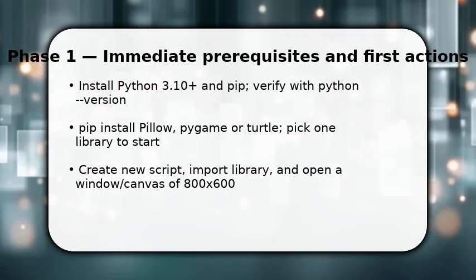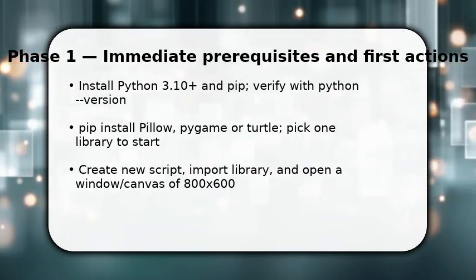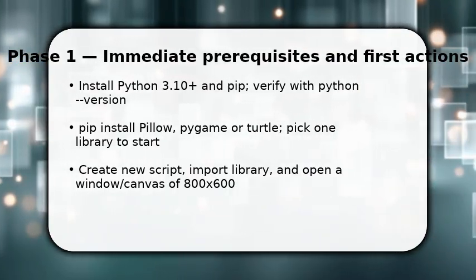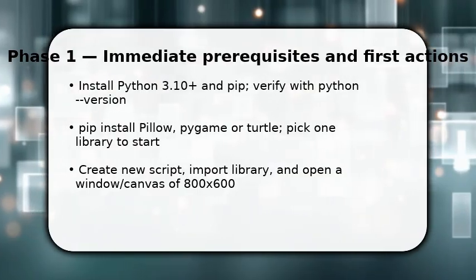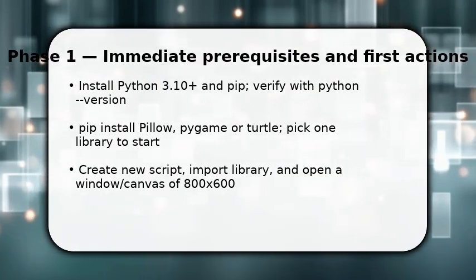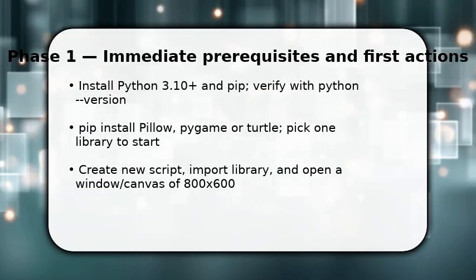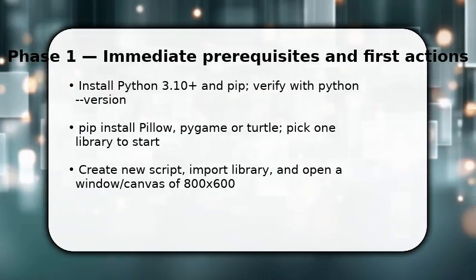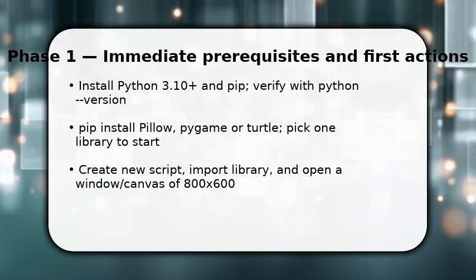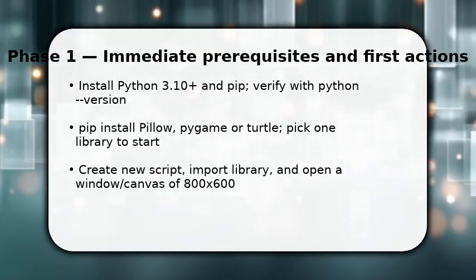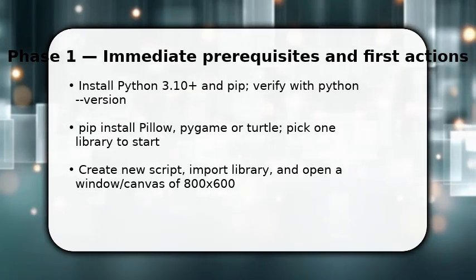You begin by preparing the canvas and tools. Install Python 3.10 or newer, and the graphics library you chose, like Pillow, Pygame, or Turtle. Once done, create a new .py file, import the library, and initialize a window at 800x600 so you can see output immediately. Do this now, run the script, confirm the window appears.